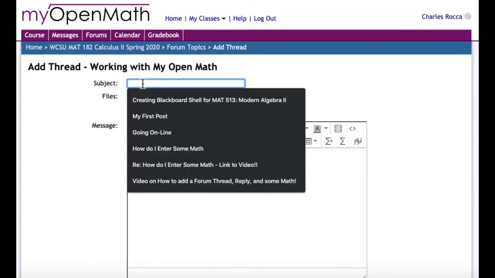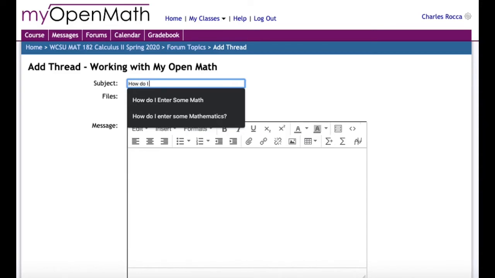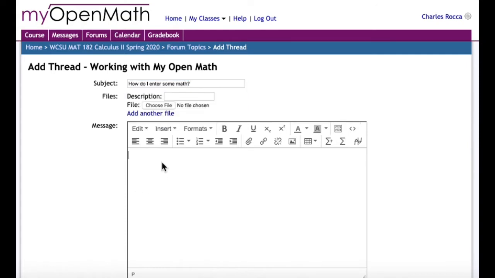Make sure to give your threads some sort of title so that people understand why you're creating it. In this case, how do I enter some math? We could use this to ask a question, like, can you help me integrate the function?